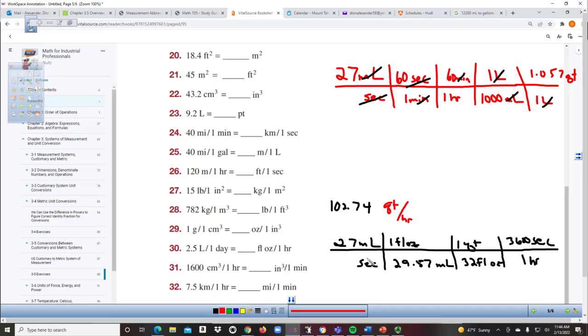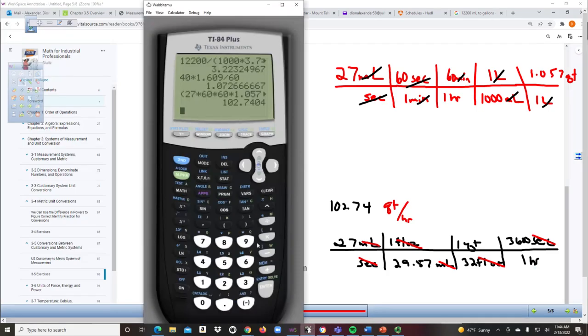So now we can cancel our units: milliliters with milliliters, fluid ounce with fluid ounce, seconds with seconds. All that's left is quarts per hour. That's what we're looking for. So if we go to our calculator, let me use parentheses, we would say 27 times 3,600, and we're going to divide that by 29.57 times 32, and we're going to get a solution of 102.722.